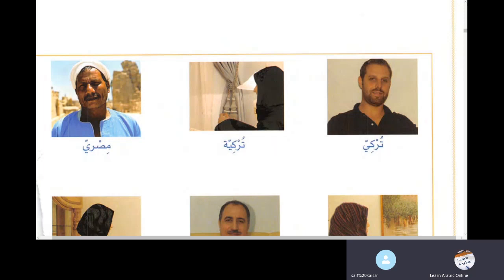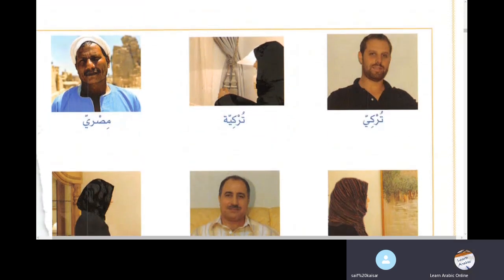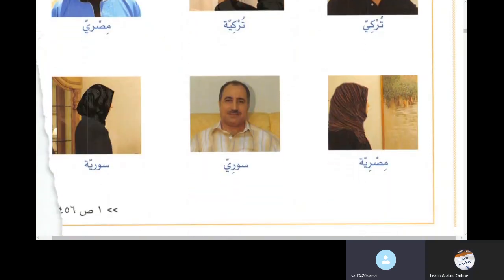Misriya. Hal anta Misri? Naam, ana Misri. Don't use min here. Min means from. Min is used with the name of a country, not with nationality. Okay. Ana Misri. Hal anti Misriya? Naam, ana Misriya. Suri. Hal anta Suri? Naam, ana Suri. Suriya. Hal anti Suriya? Naam, ana Suriya.